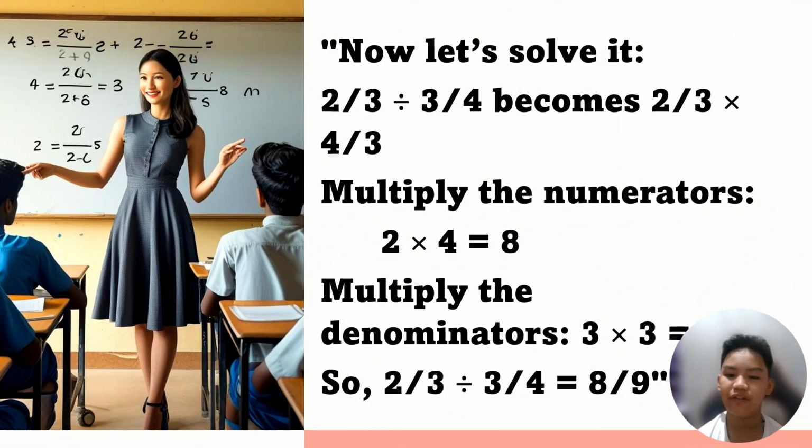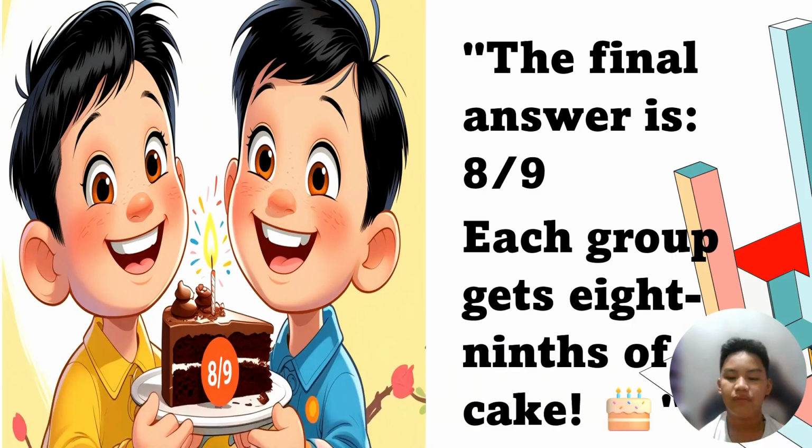2/3 divided by 3/4 becomes 2/3 times 4/3. Multiply the numerators, so 2 times 4 equals 8. Multiply the denominators, 3 times 3 equals 9. So 2/3 divided by 3/4 equals 8/9. So the final answer is 8/9. Each group gets 8/9 of cake.